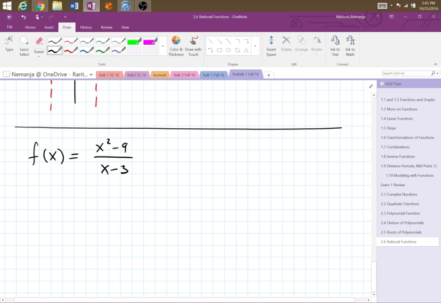So if you pay attention, if you're careful about this problem, you will see that the numerator factors and then x minus 3 cancels, and you don't have a rational function anymore. No rational function, right? Polynomials do not have asymptotes.